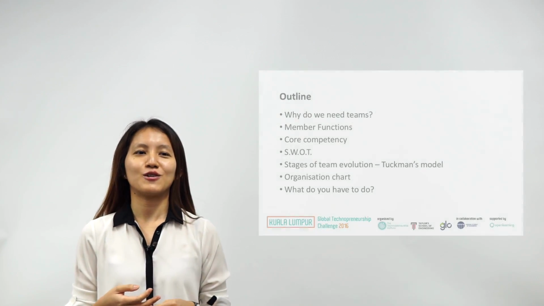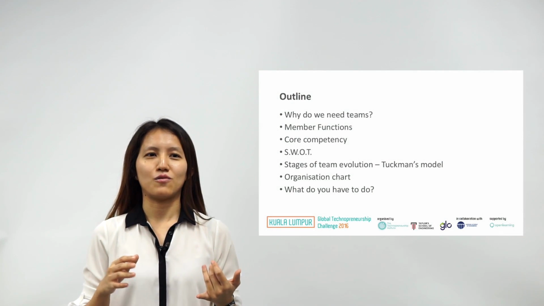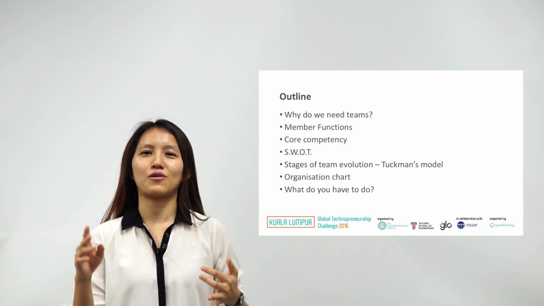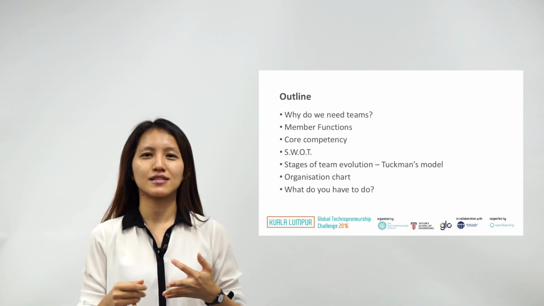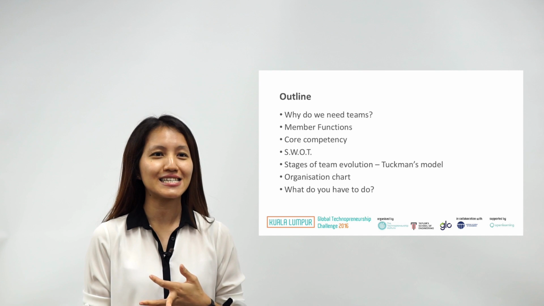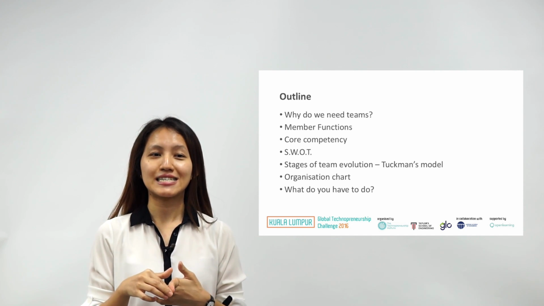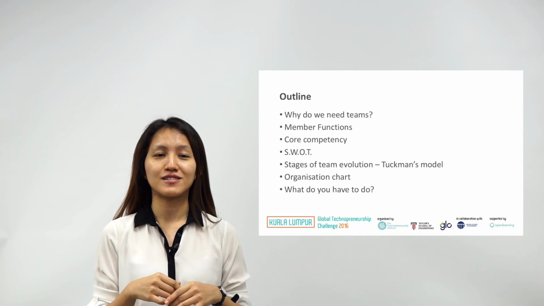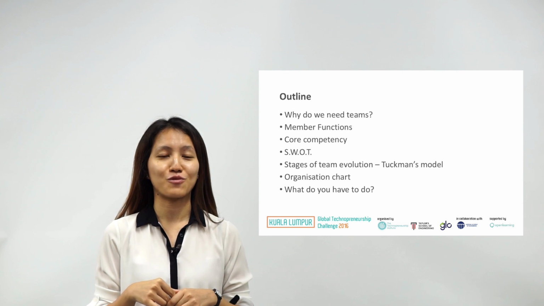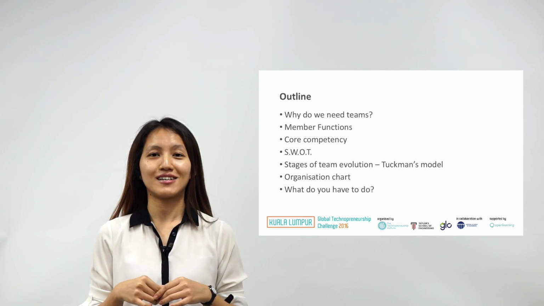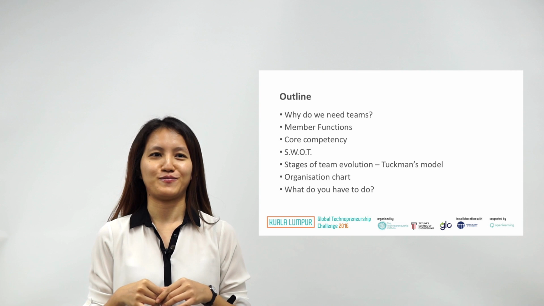So today we're going to go with building a dream team. Let's just see what we're going to talk about today. First we're going to start with why we need teams. Then we're going to talk about the member functions, a little bit on core competency, also SWOT analysis, and then we will go through the stages of team evolution based on Tuckman's model, then the organization chart, and lastly, what you have to do.